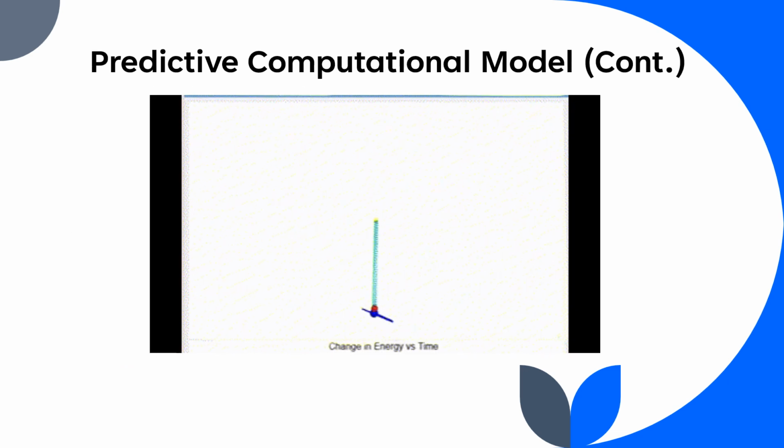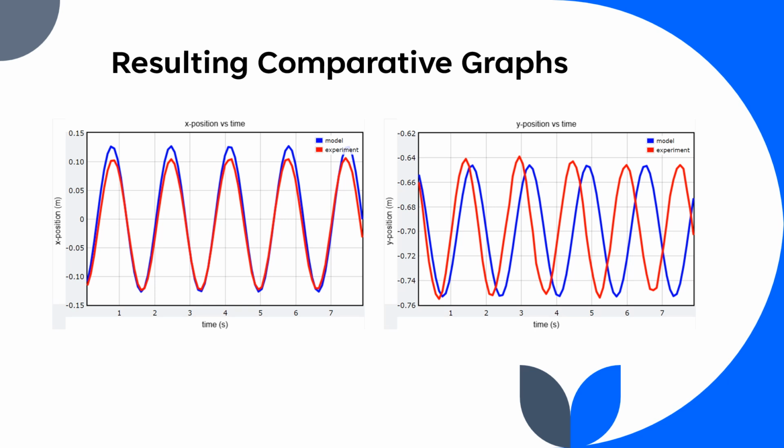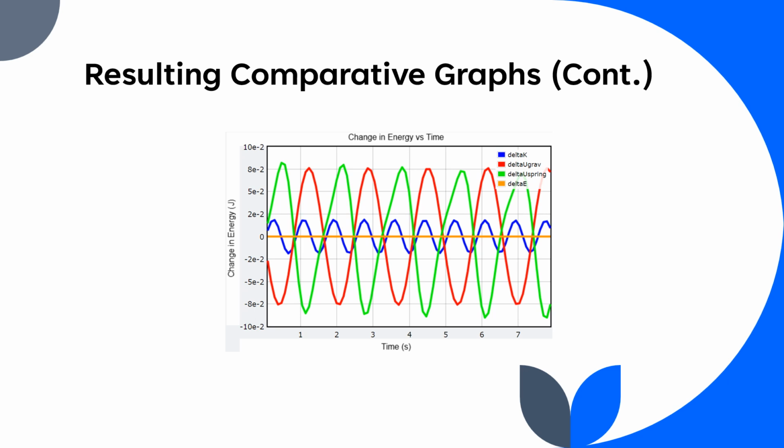Here is a video result from my predictive computational model in comparison with the tracker analysis data, in which we can see the mass moving in alternate directions creating an oscillating motion. Here are the resulting comparative graphs from my computational model and the tracker analysis data, with two resulting position versus time graphs. The x position versus time graph generally followed the same trajectory as the observed data points. However, the y position versus time graph was not as accurate at predicting the y position compared to the observed data points. The oscillation periods generally had the same size, however, the model accounted for a greater difference in time between periods.